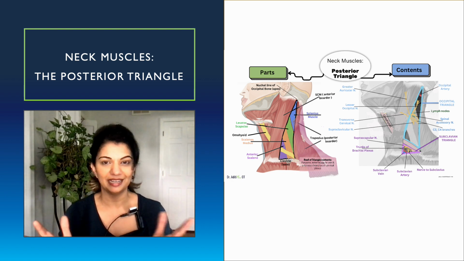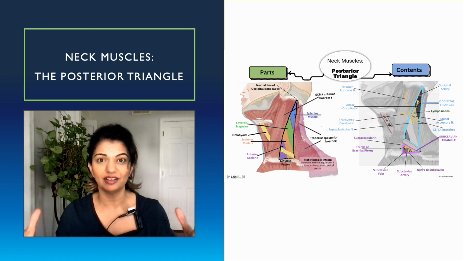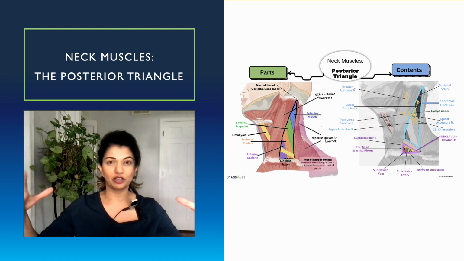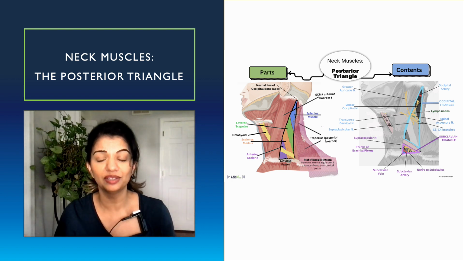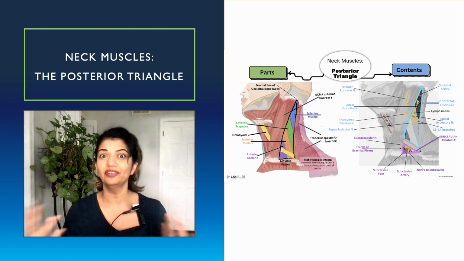Now, you know by now I'm a big fan of mind maps because they just present everything on one piece of paper and you're able to get a bird's eye view of what's going on. And today it's all about the posterior triangle of the neck. You're like, what on earth does that mean?